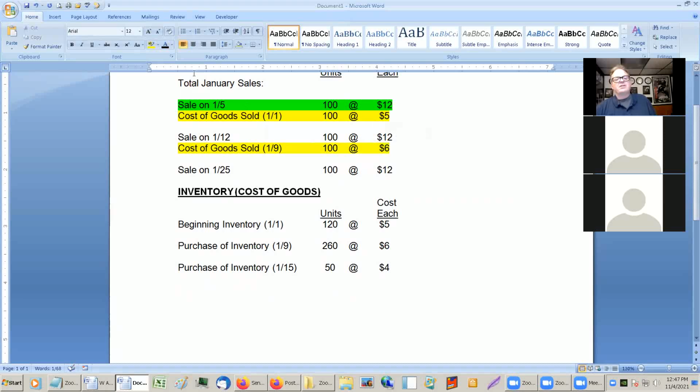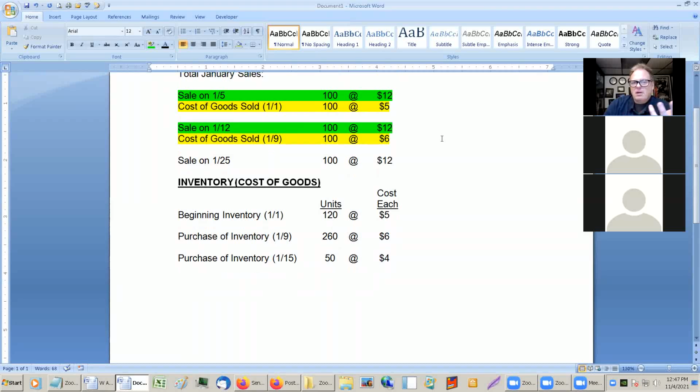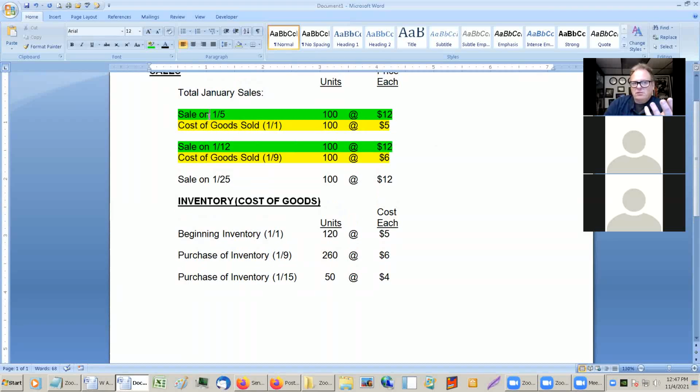So after every single sale, you calculate the cost of goods sold. And again, if you're doing it by hand, this is a really cumbersome thing to do. In a computerized system, it's not so bad. You can automatically do that. So after each sale, it would calculate the cost of goods sold and update your inventory.